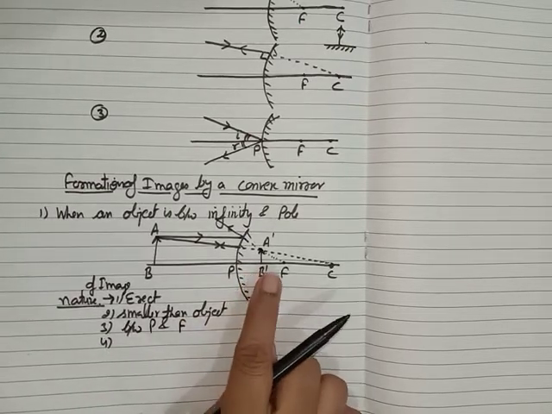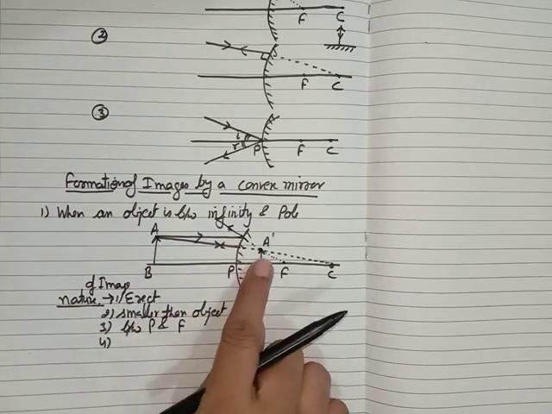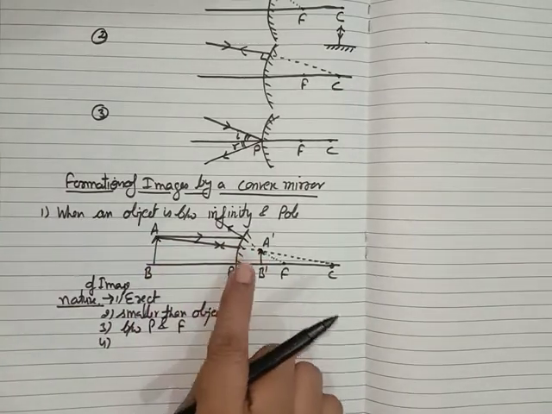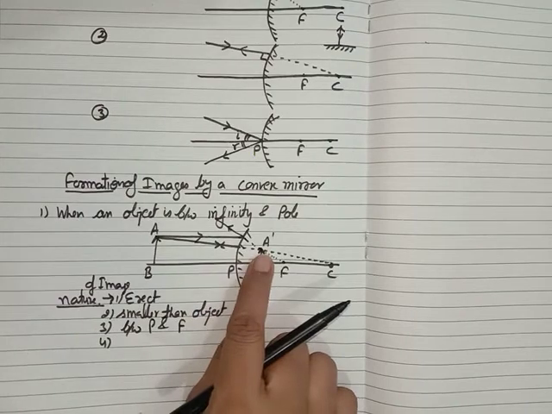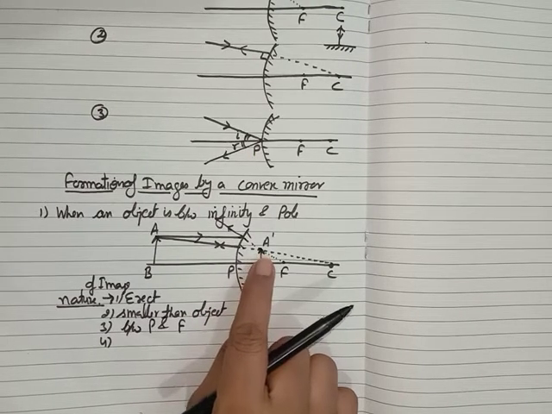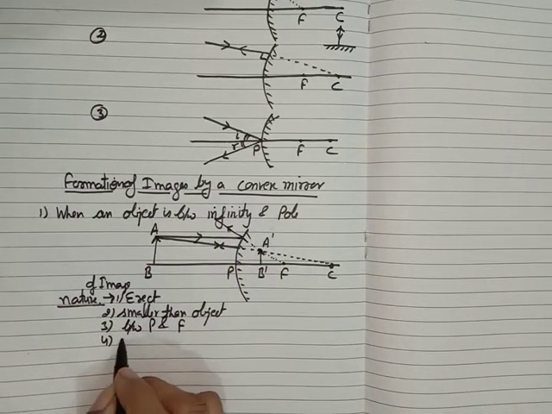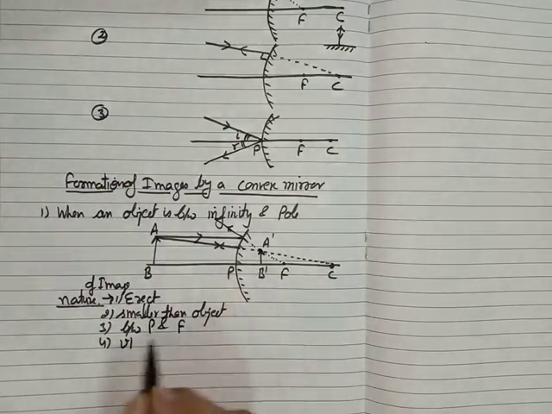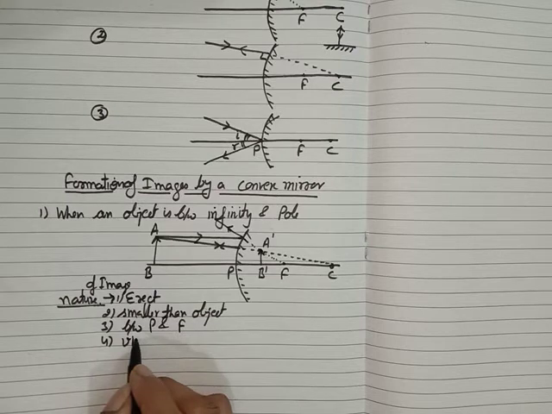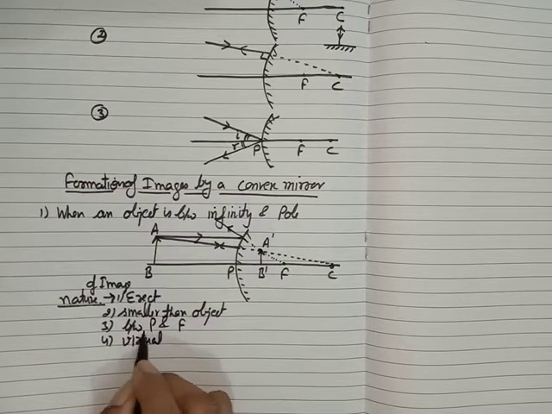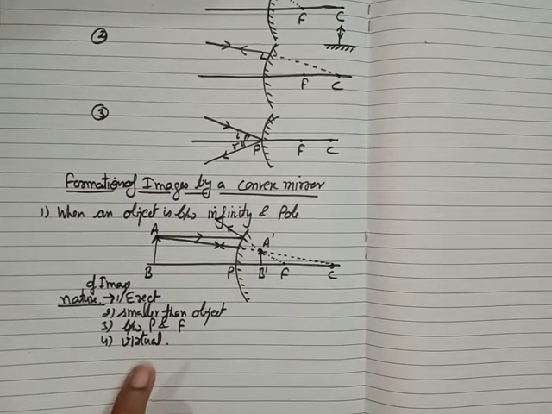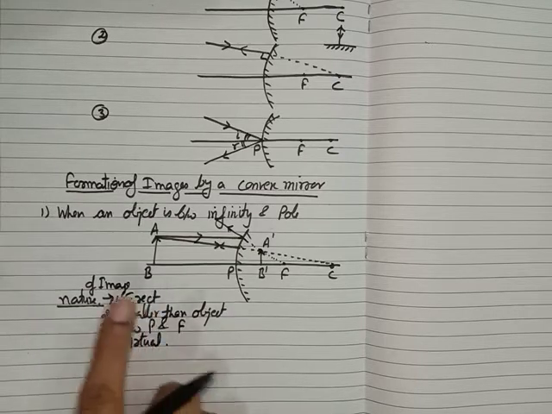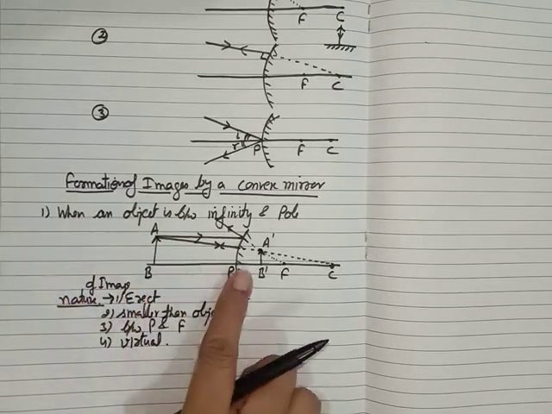We know that the light rays do not actually meet at the point. They only appear to meet at this point. So this is not the real image. It will be a virtual image. If the light rays do not actually meet at a point, it means they form a virtual image. So we can say this is virtual. So this is the nature of the image when we place the object in between infinity and the pole.